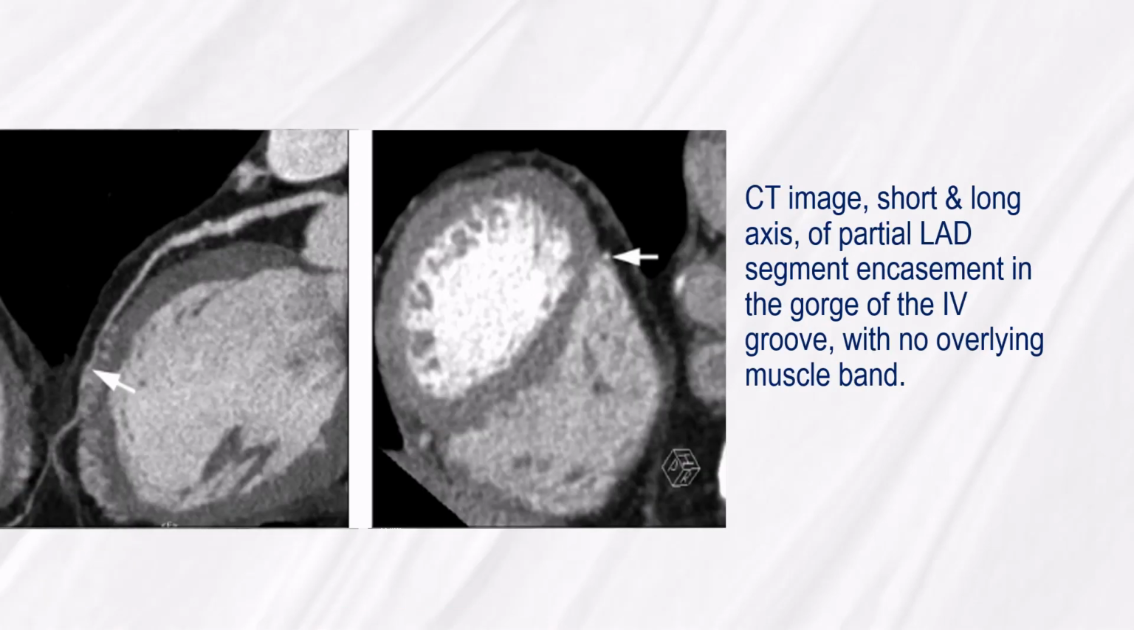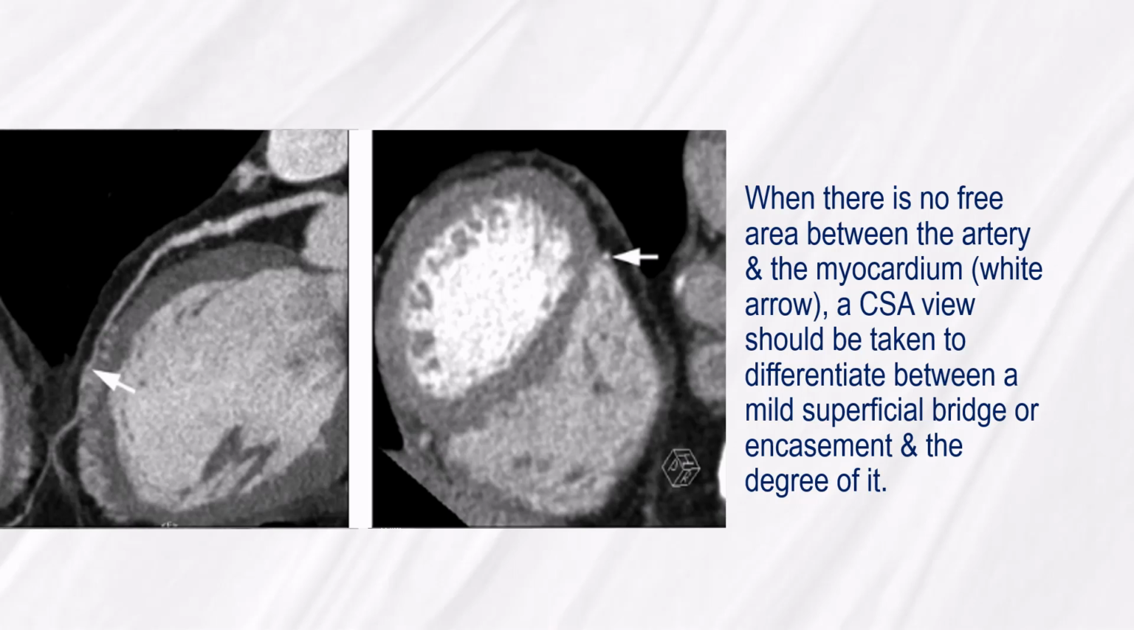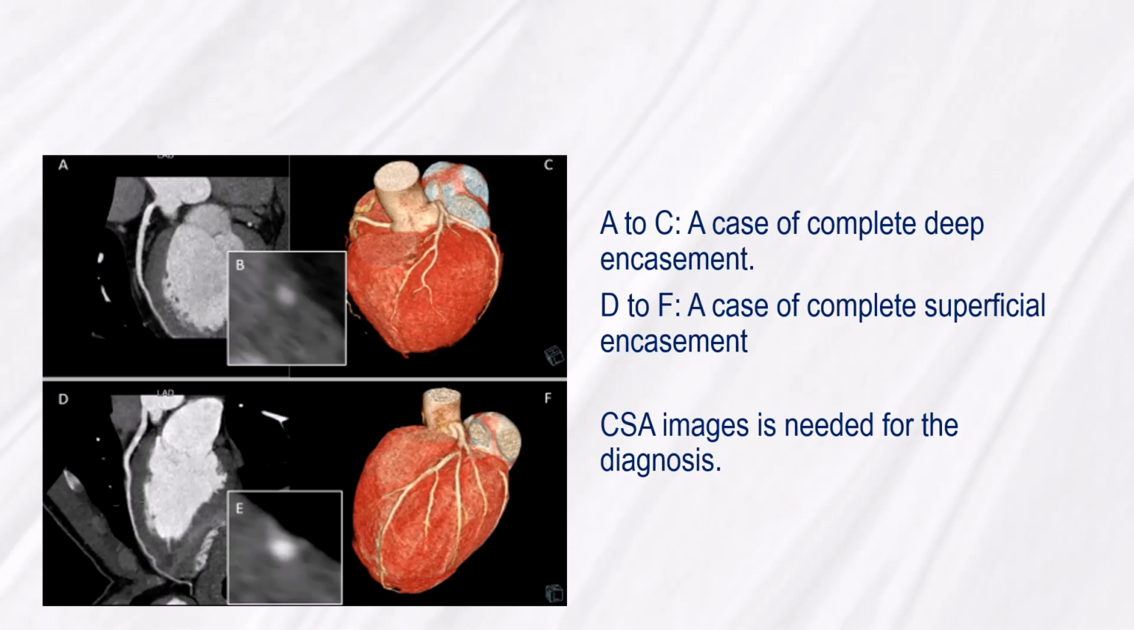And these are the CT images of short and long axis of partial LAD segment encasement in the gorge of the IV groove with no overlying muscle band. When there is no free area between the artery and the myocardium, white arrow, a short axis view should be taken to differentiate between a mild superficial bridge or encasement and the degree of it. In these figures, figure A to C, there is a case of complete deep encasement, while D to F, a case of complete superficial encasement.